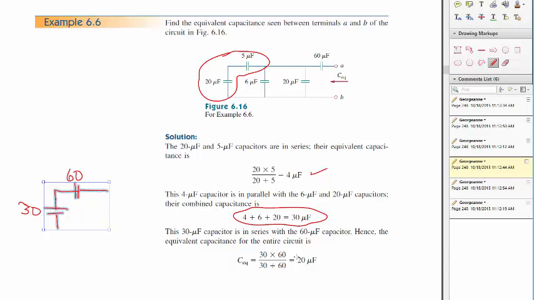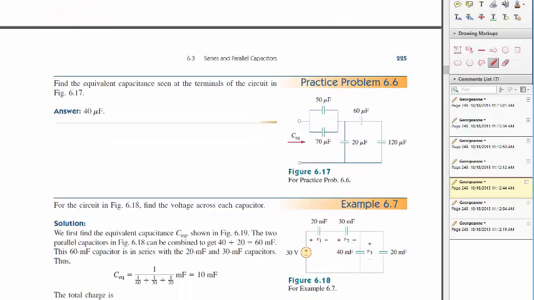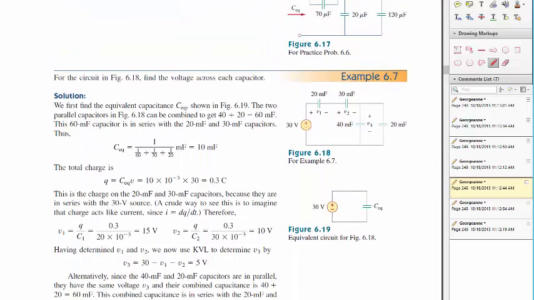Those are in series, so we apply the series formula for capacitors, which has that sum of the reciprocals formula, and then we get the total capacitance of that circuit. Not real challenging, but it's still concepts that we have to get. And they have a few more examples here, but you're basically just applying, once again, series and parallel formulas to the circuits.